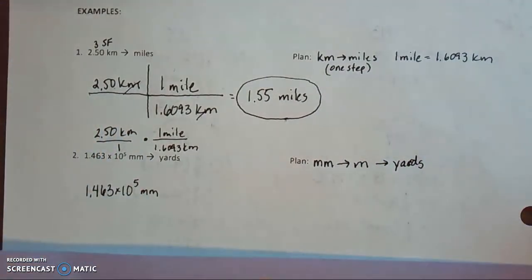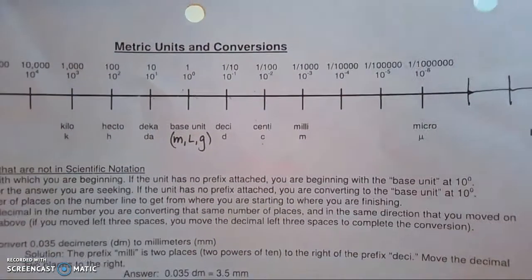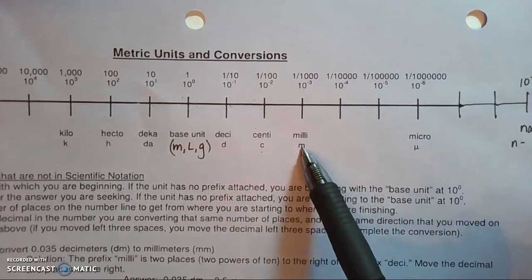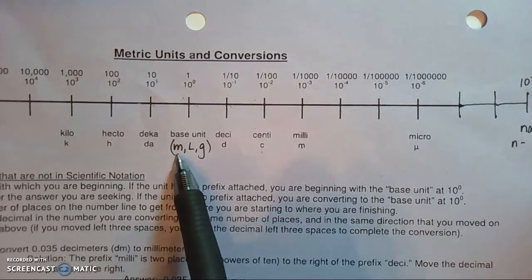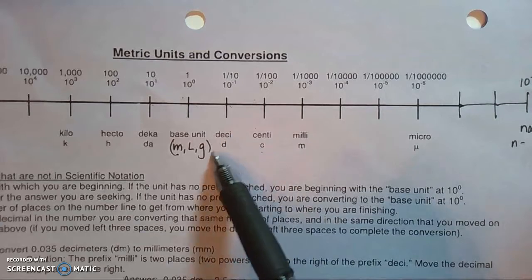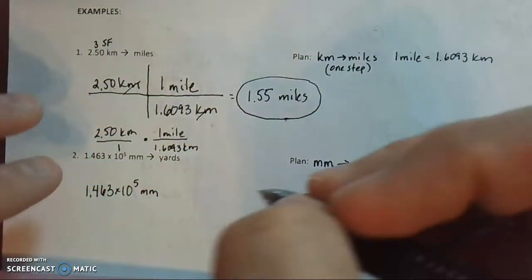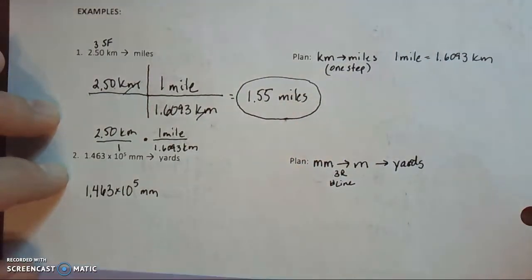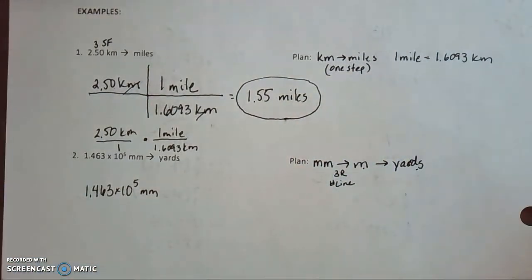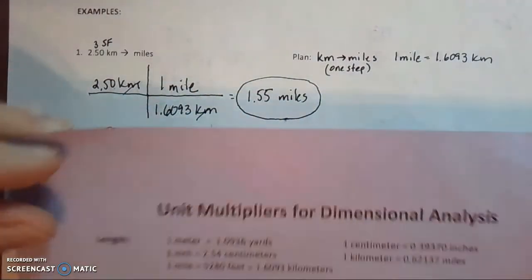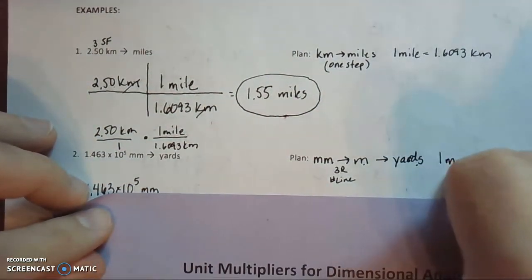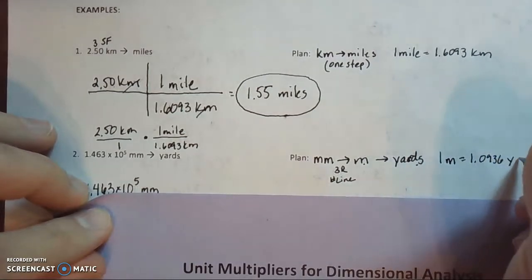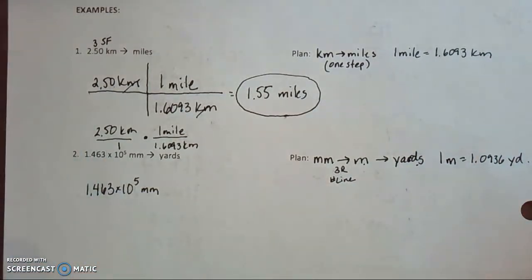So we have to know how to go from millimeters to meters. This is going to be a two-step conversion. If we use this sheet and look, milli to meters, meters is our base because that's one letter symbol, is 1, 2, 3 to the right on our number line. From meters to yards, we're going to use the unit multiplier that's on the back. 1 meter is equal to 1.0936 yards. So now we have our plan down. Now we have to execute it.